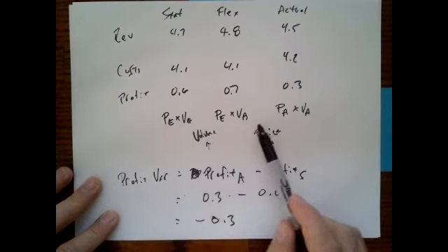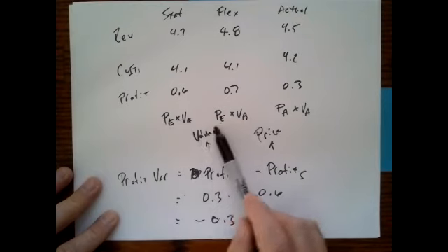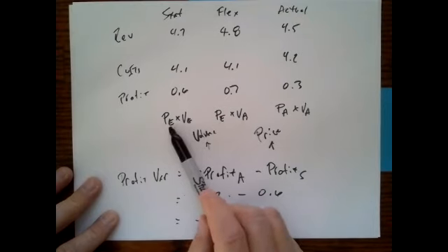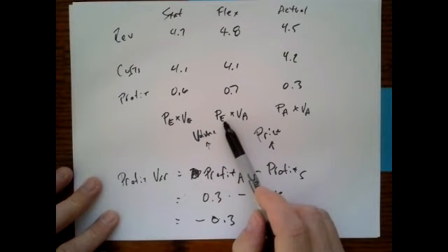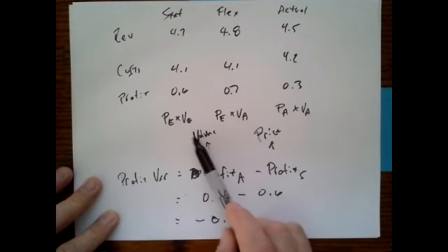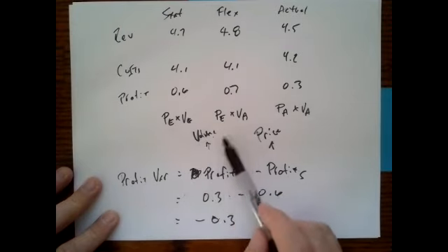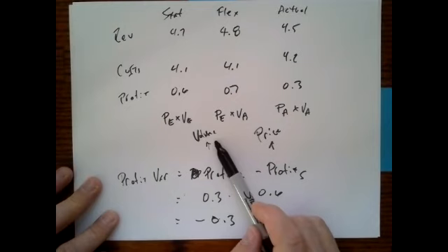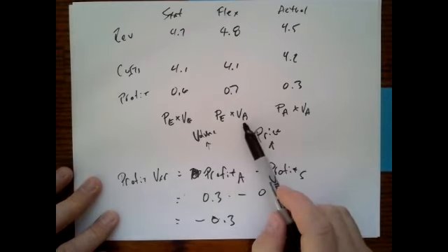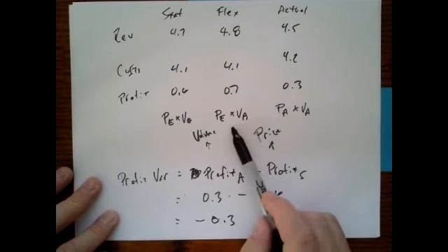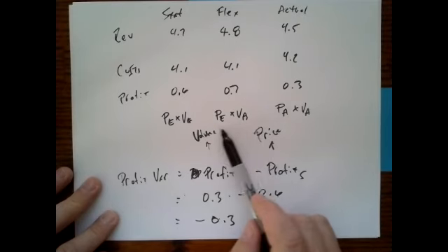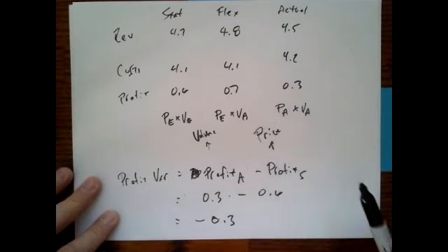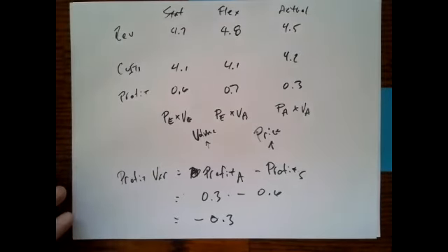And then when we compare across columns, we hold prices constant at expected prices between stat and flex, which allows us to vary volume, which allows us to estimate the impact of changes in volume. When we move from flex to actual, we keep the volumes constant and vary the price. That allows us to estimate the impact of a price change.